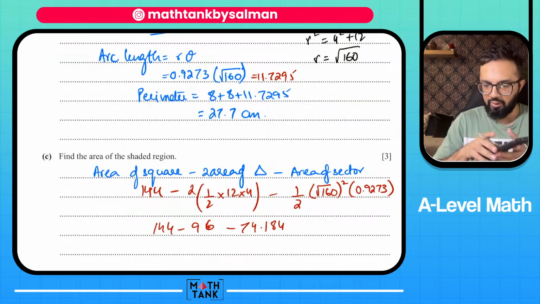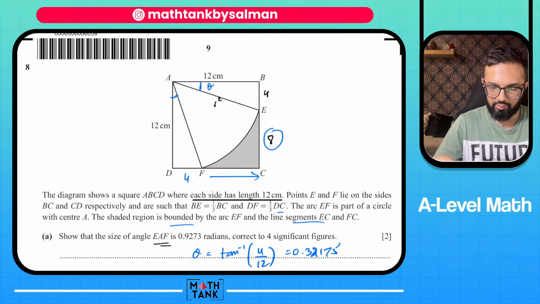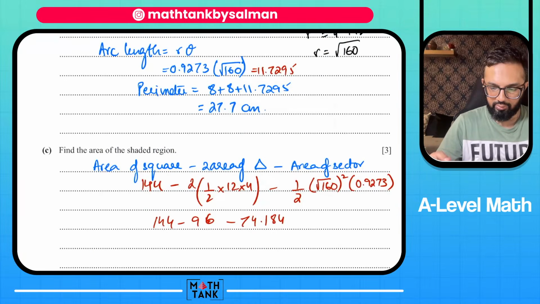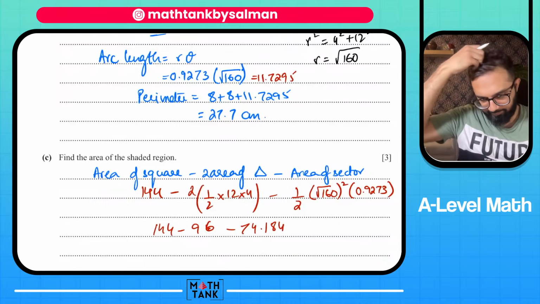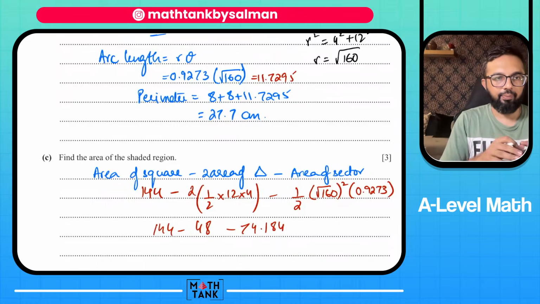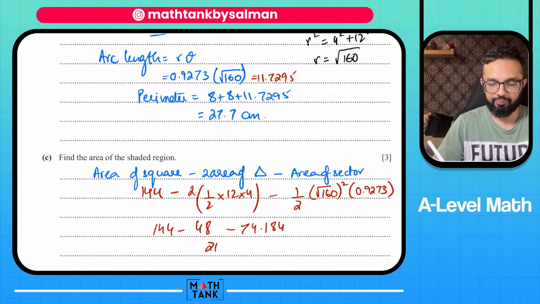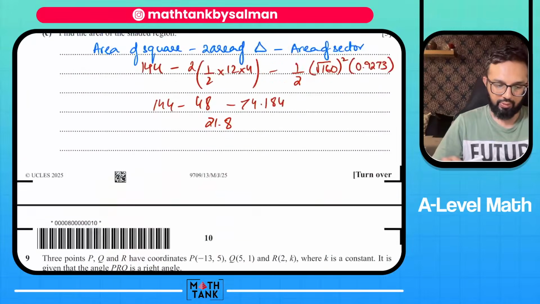$74.184. I think I've done something wrong. Let me check. Okay. 21.8. Okay, I hope that's the correct answer. Yes, that's the correct answer.